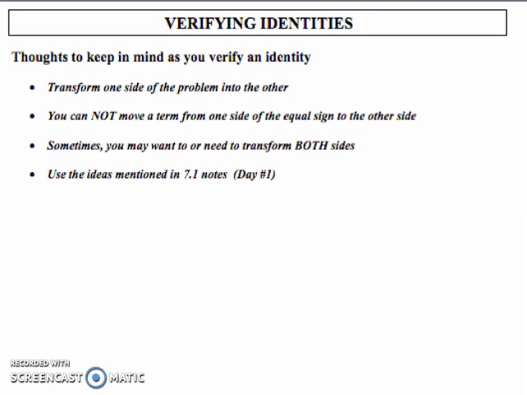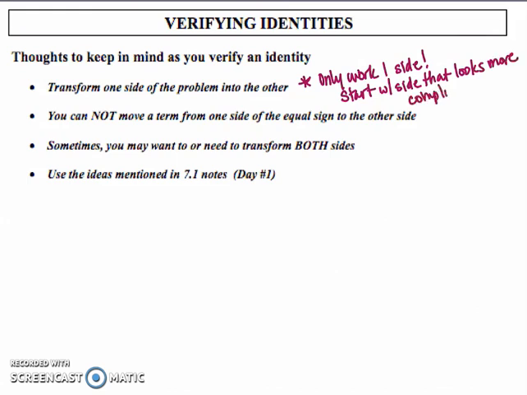So what we're going to think about, or thoughts to keep in mind as we verify our identities, is that we want to transform one side of the problem into the other, okay? And this is important. Only work one side, okay? And we are going to typically start with the side that looks more complicated. A good rule of thumb. And I'll talk about that as we do our examples.